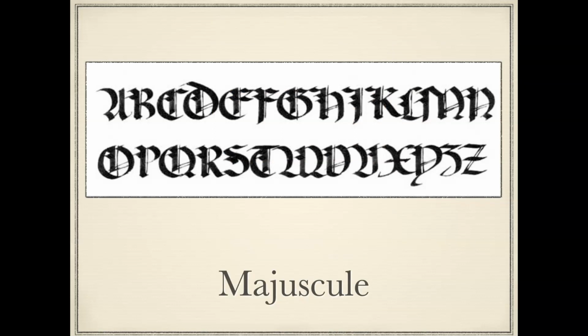So here's another version of majuscule, a complete use of capital letters with very few ascenders and descenders. An ascender would be like a lowercase h. It goes above the x line. A descender would be like a lowercase y going below the baseline. So in modern terms, it simply means capital.